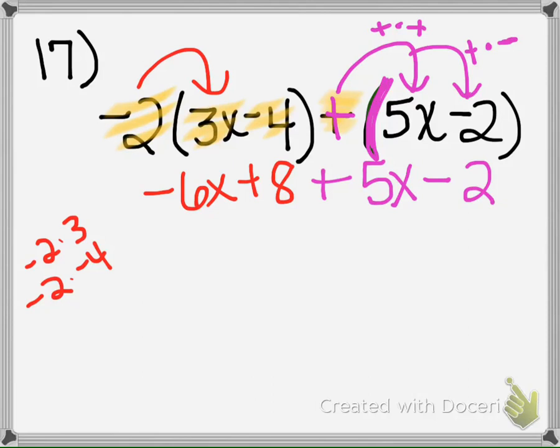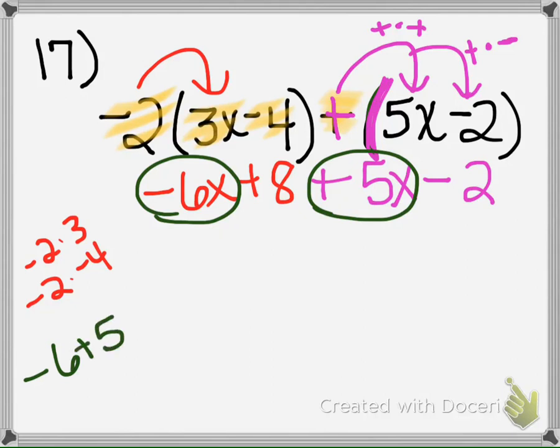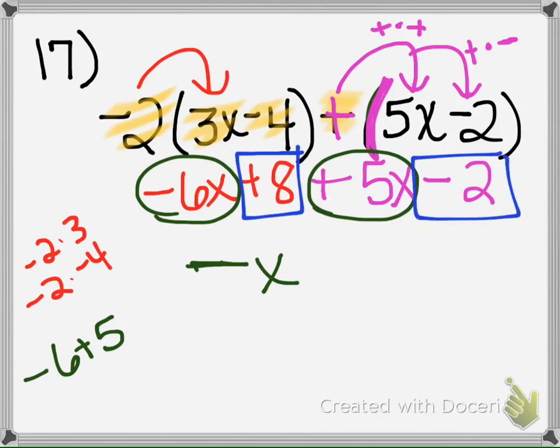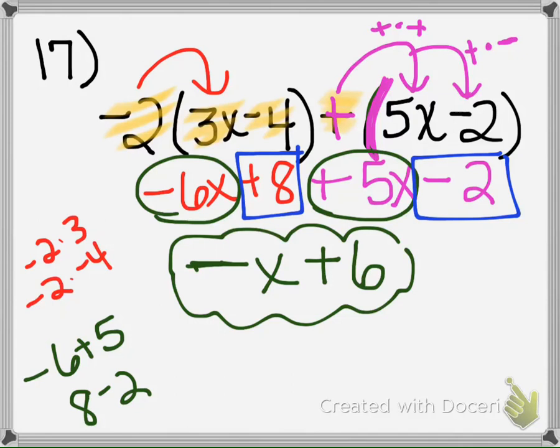And then we combine our like terms, the negative 6x and the positive 5x. Negative 6 plus 5 is negative 1x. But remember, we don't need that 1 there, so we could just put negative x instead. And then we put the 8 with the negative 2 there. So 8 minus 2 is positive 6. So make sure that problem goes at the bottom of your notes and make that number 17.